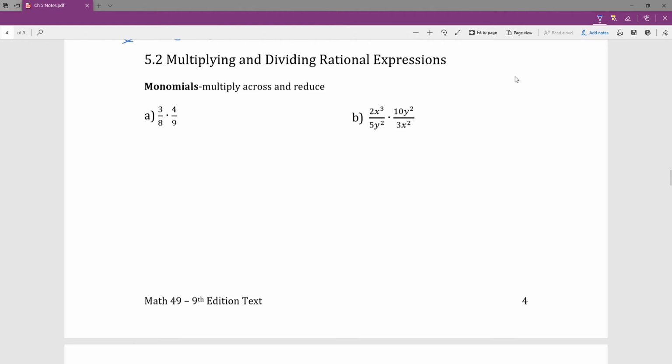So chapter 5 continues on. Now that we've been introduced to rational expressions and we've practiced simplifying rational expressions, we're going to move on to the different operations. Like we did in fractions when we were reviewing that in this course, we did multiplying and dividing and then adding and subtracting. So we're going to multiply and divide rational expressions in this 5.2.